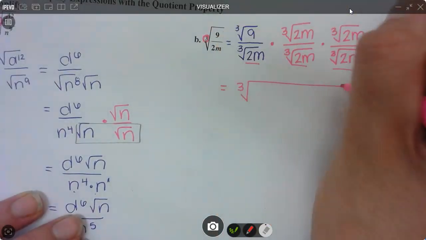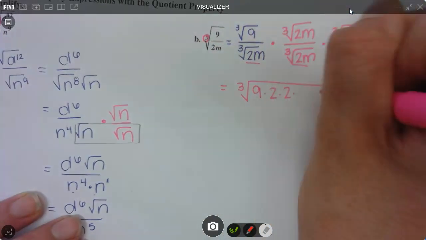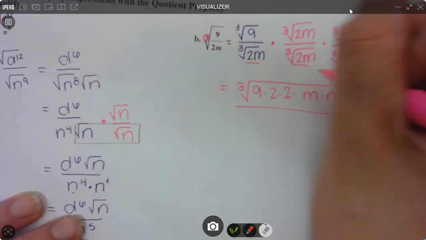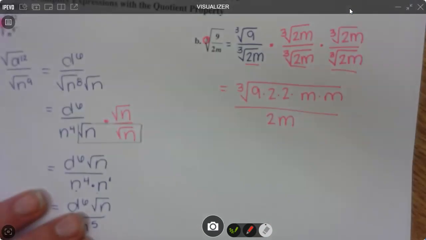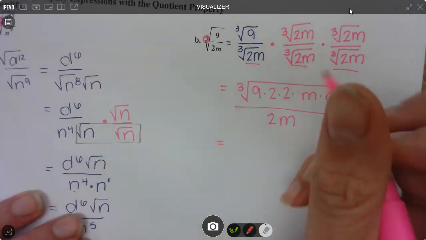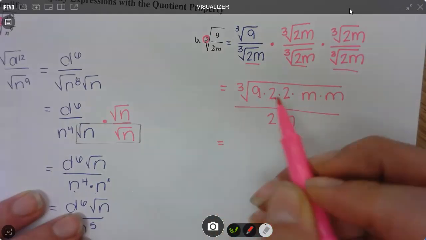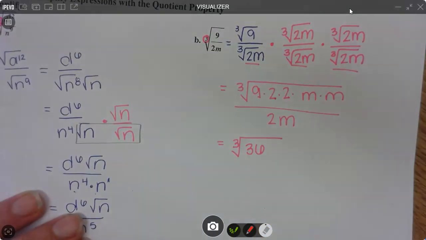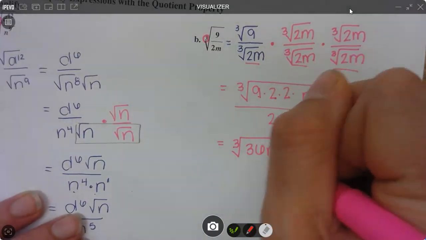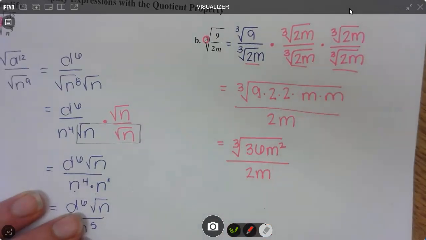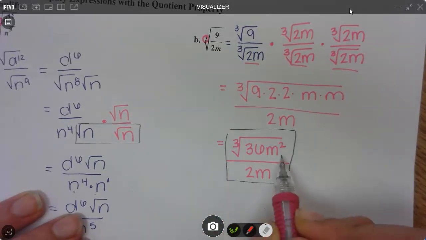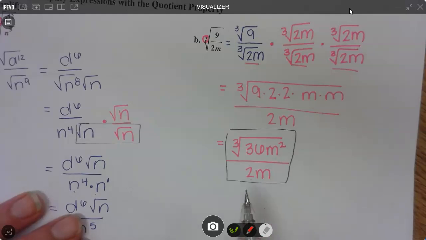So that becomes the cube root of 9 times 2 times 2 times m, which we're going to clean up. And when you have 3, the cube root goes away. 2 times 2 is 4. 4 times 9 is 36. M times m is m squared. This 36 and 2 and that m squared and m cannot simplify because this is in the cube root and this is not.